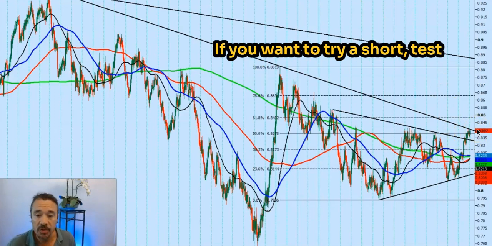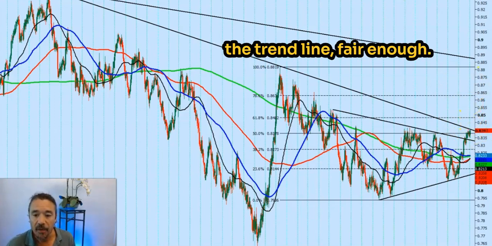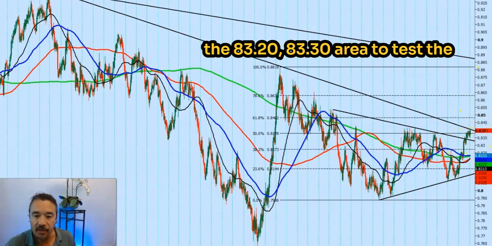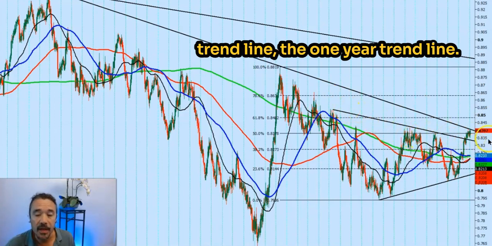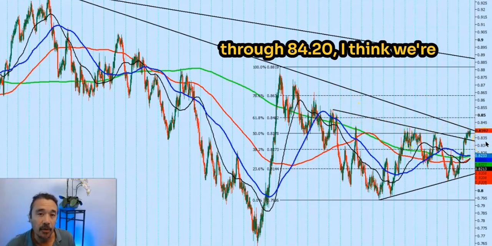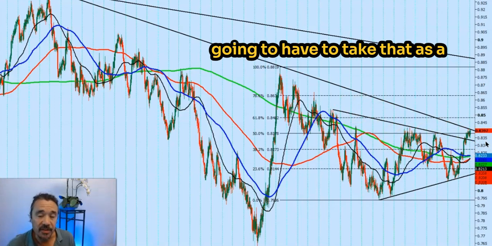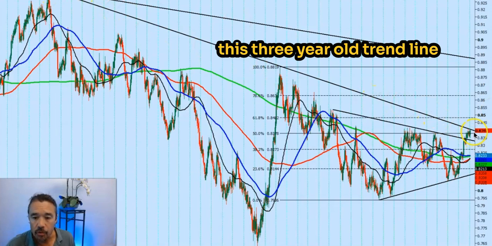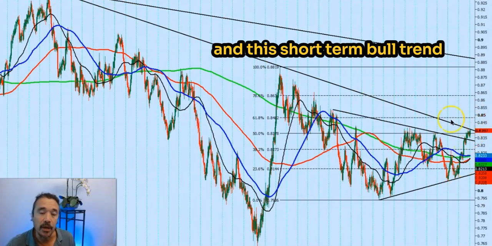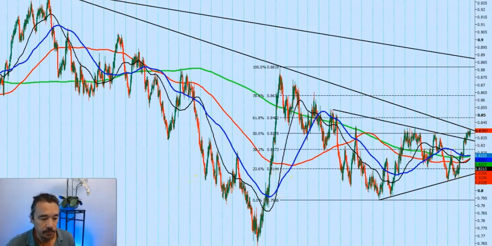If you want to try a short, test the trend line, fair enough. We could certainly pull back to the 83.20, 83.30 area to test the break point of this shorter term trend line, the 1-year trend line. But if we start breaking up through 84.20, I think we're going to have to take that as a buy signal and consider that we're probably trying to beat this 3-year-old trend line, and this short-term bull trend would then be set to continue.